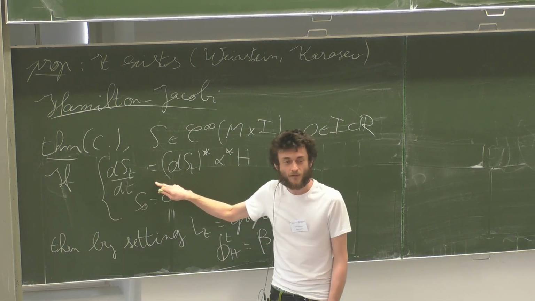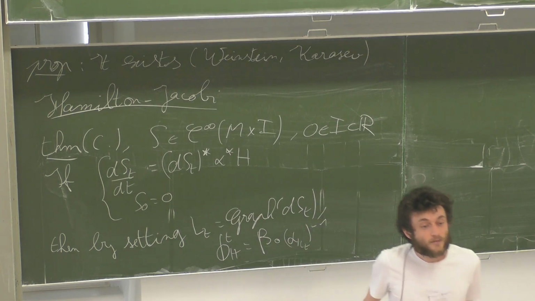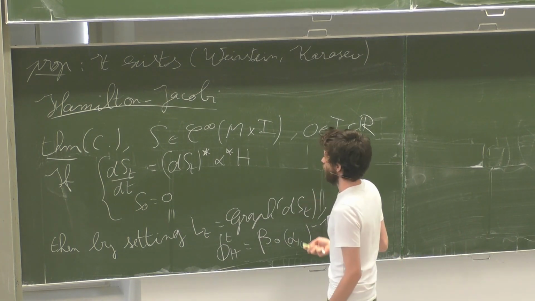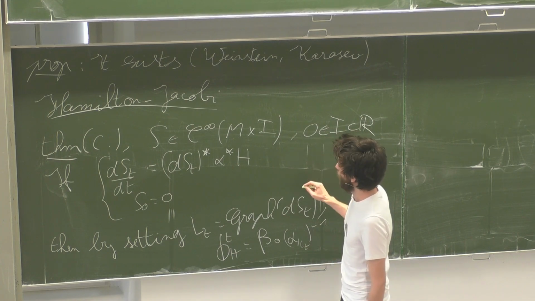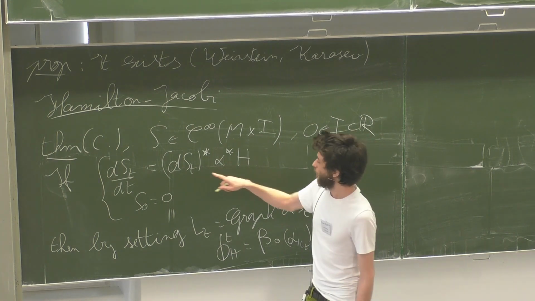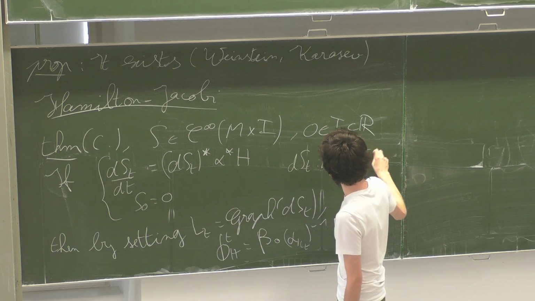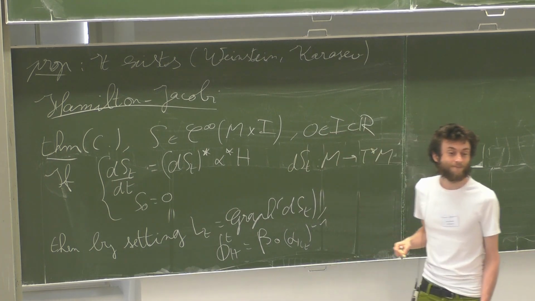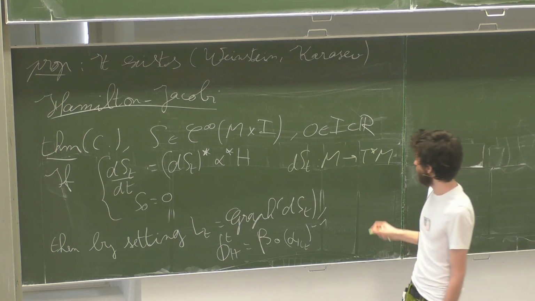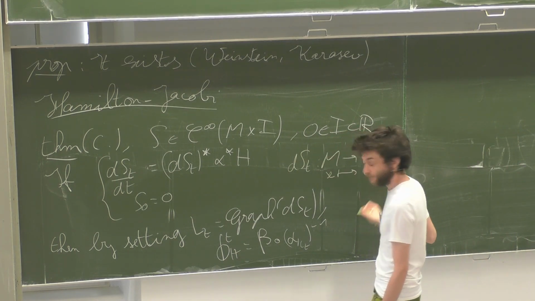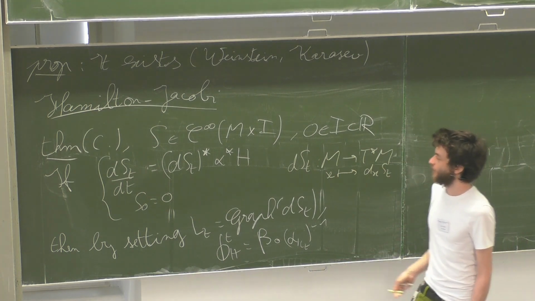Yes? What does the dST upper star mean? Yes, alpha star of H is roughly a function on T star M, and dST is seen as a map from M to T star M. Ah, I see. Okay.